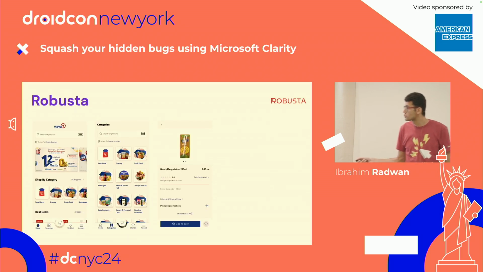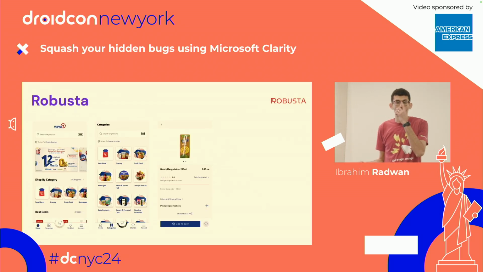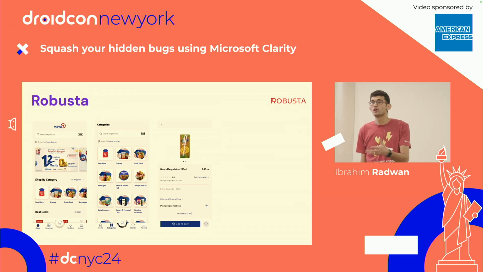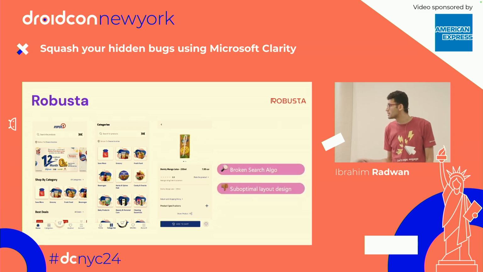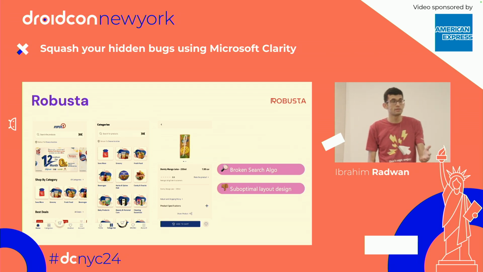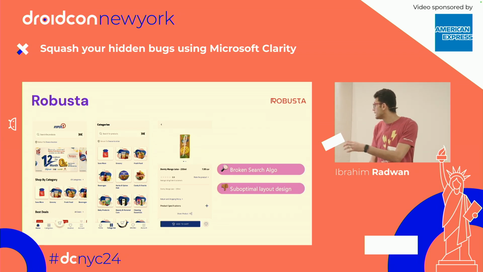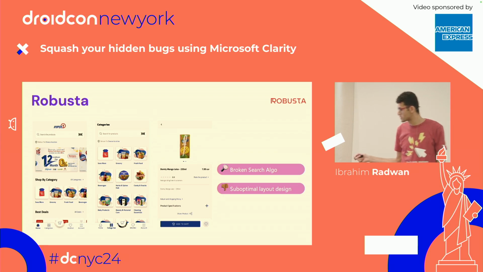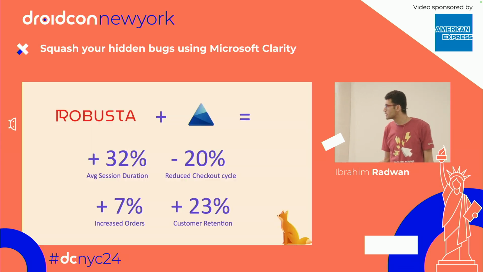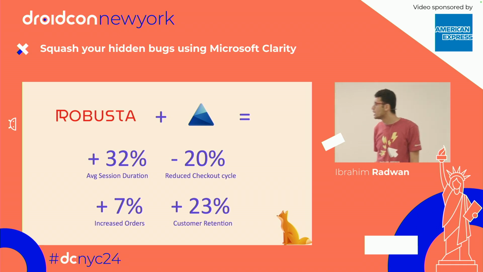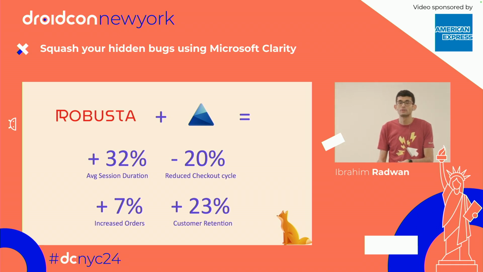And the next success story that we have is for a company called Robusto. This company specializes in building e-commerce solutions for medium-sized retailers. After integrating Clarity, they found out that for some retailers they had a broken search algorithm. So people were searching for something, they couldn't find it, and they would abandon the app altogether. And then they also, by looking at different sessions, found out that they have suboptimal layout design. So after fixing all of these things, they managed to increase their numbers significantly. Customer retention, which was the most important one for them, increased by about 23%. So again, they enabled Clarity on all of their e-commerce applications to try to find more and more insights.